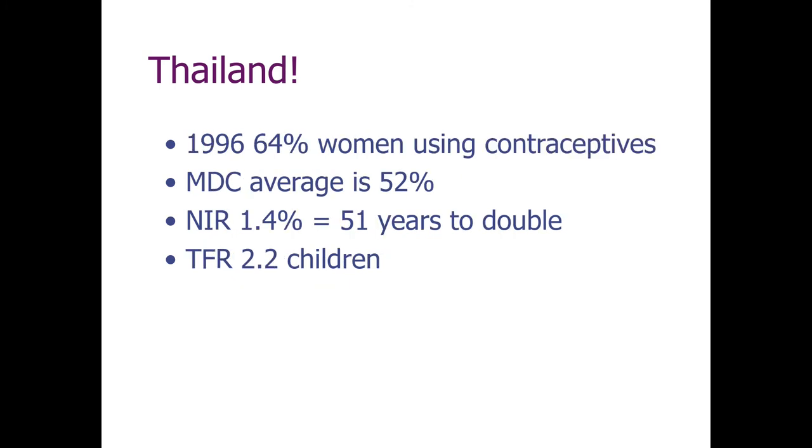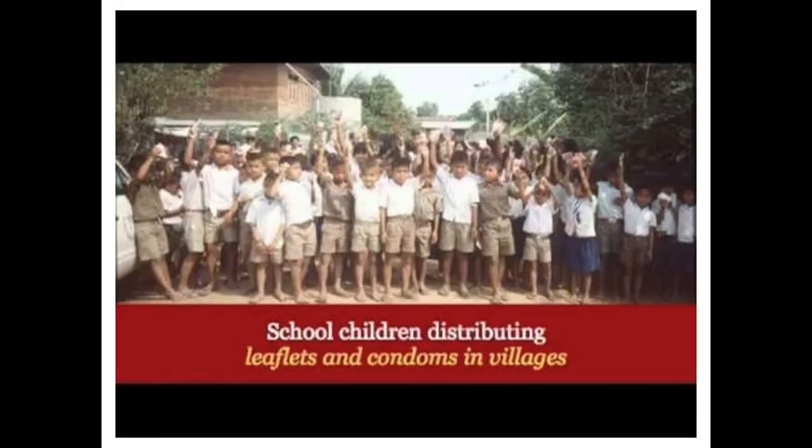Did it work? Hell yes. 1996, 64% of women were using contraceptives. The more developed country average is 52%. They'd gotten the natural increase rate down to 1.4% for a doubling time of 51 years. The total fertility rate was down to 2.2 children because it was a grassroots effort. It was not a government top-down effort where the federal government stepped in and said, this is what you're going to do. It was done by volunteers on the ground, embedded in the communities, helping their neighbors in their communities. It was a grassroots effort, and that is the key to successful family planning programs.